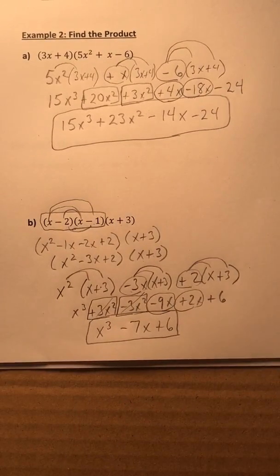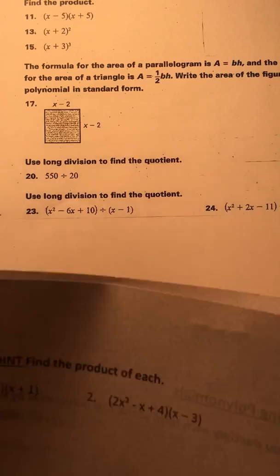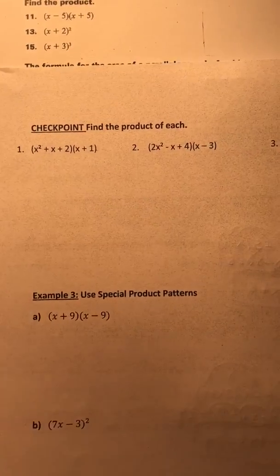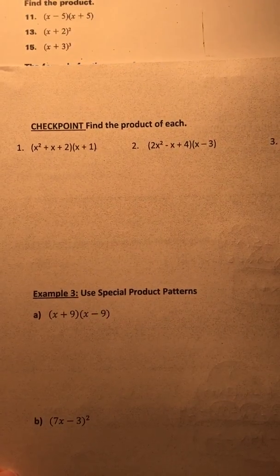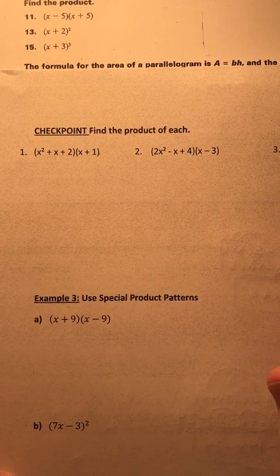Alright. So that's how you multiply two polynomials together. So what I want you to do is go ahead and do this checkpoint. Go ahead and do the 3 problems on the checkpoint. Again, I will show you the answers later on.